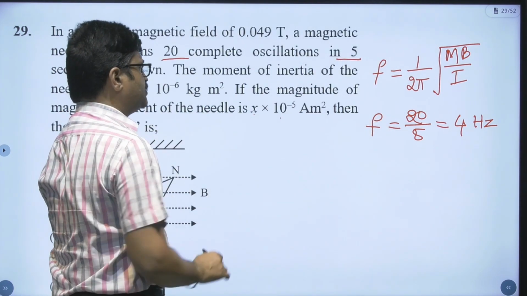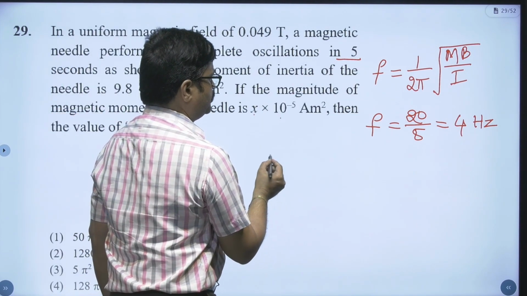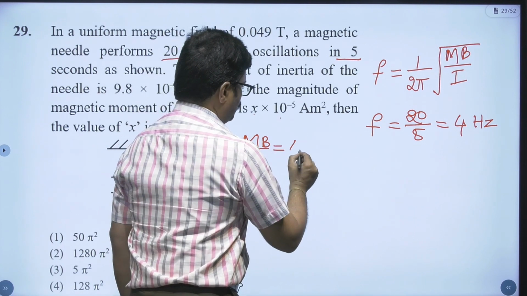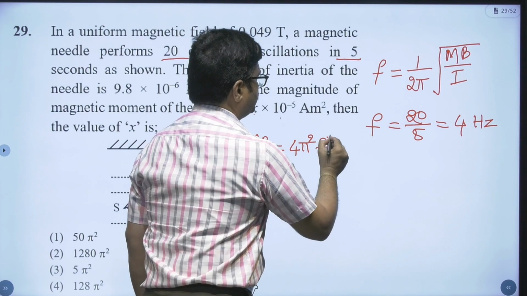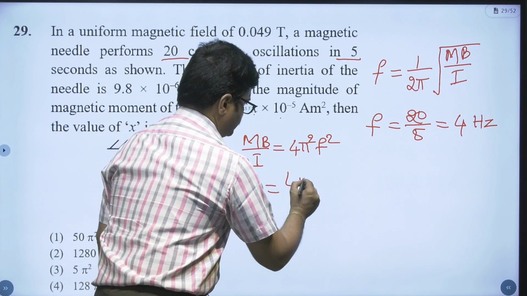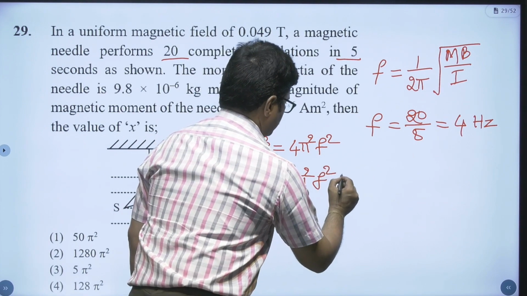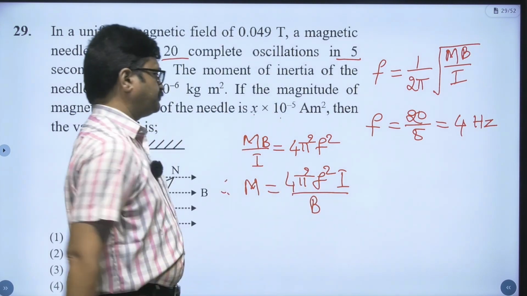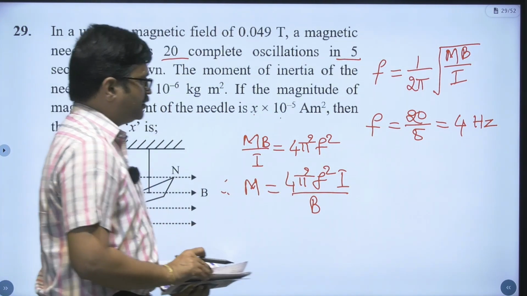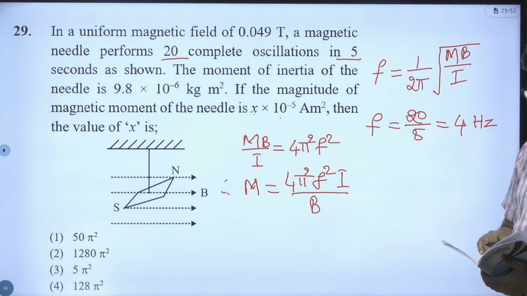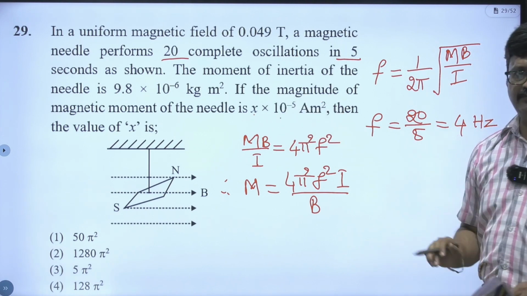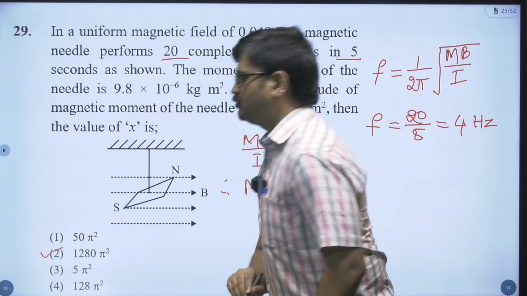So let us go ahead and put these values and square on both sides. Then we will obtain mB divided by I is equal to 4 pi square into f square. Therefore, magnetic dipole moment m is equal to 4 pi square f square into I divided by B. This is the formula that we get. So if you just put in the values, my dear friends, I think not much calculation is required in this particular question. We'll get the value as 1280 pi square into 10 raised to minus 5. So hence, I'll just pick option 2 as our right choice.